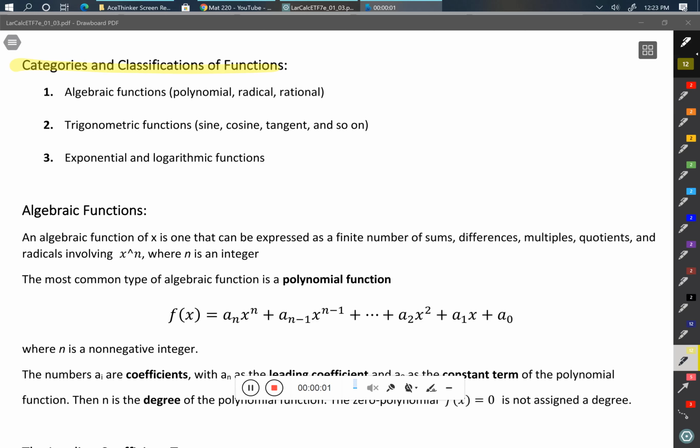Okay, welcome back to what I hope is the last section of 1.3, part 3. In this last section, we'll take a look at some classifications and categories of functions. Specifically, we're going to take a look at the idea of algebraic functions, trigonometric, exponential, and logarithmic, because these are the functions that we use a lot of here in Calc 1.